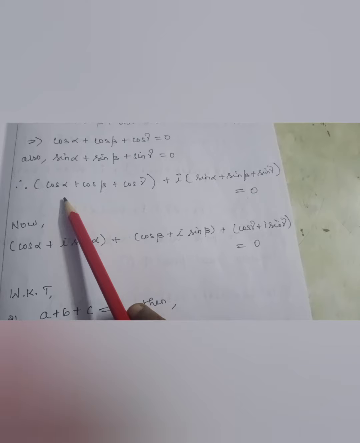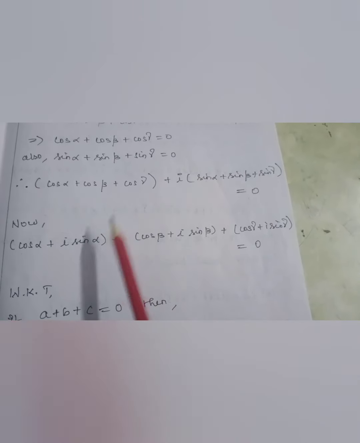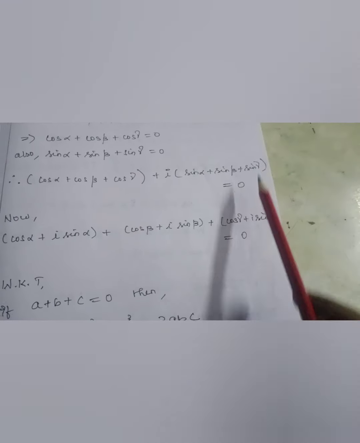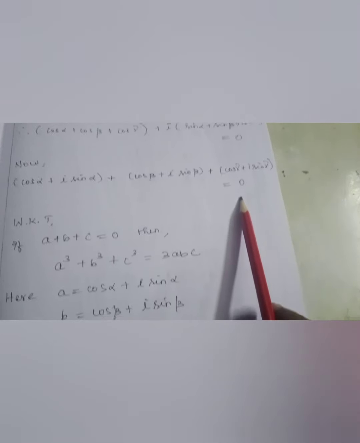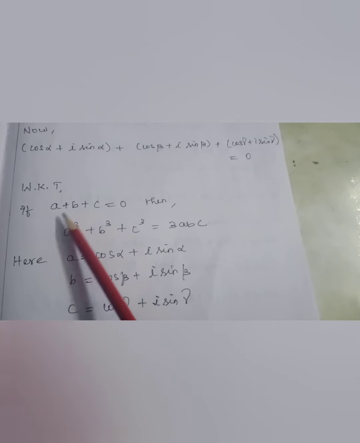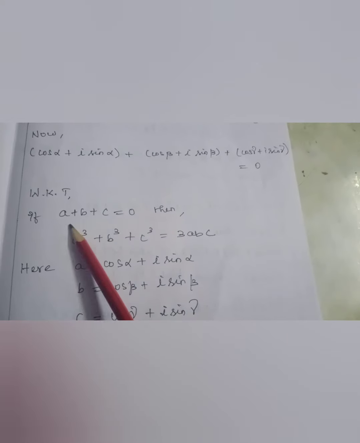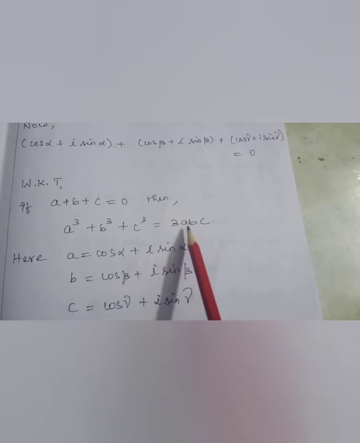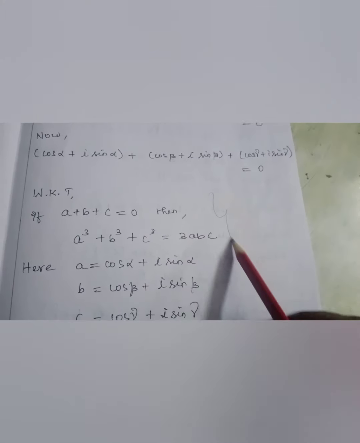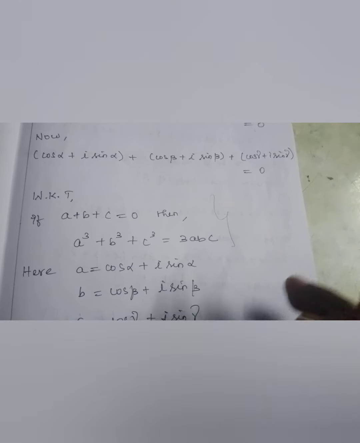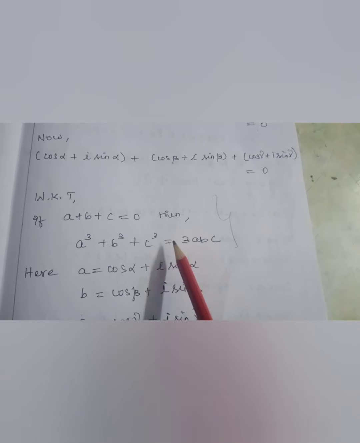Now I can group them, that is cos alpha plus i sin alpha, cos beta plus i sin beta, cos gamma plus i sin gamma is equal to 0. So there is another formula in algebra. If a plus b plus c is equal to 0, it is a proven result: a plus b plus c is equal to 0, then a cube plus b cube plus c cube is equal to 3abc. This result is the already proved result which we will be making use of for the sums to be solved. Okay, so this is what we are going to apply here.